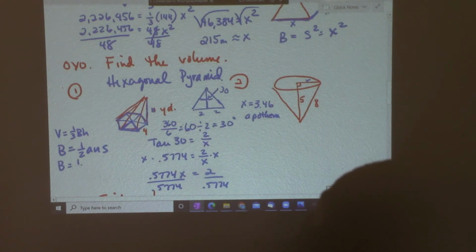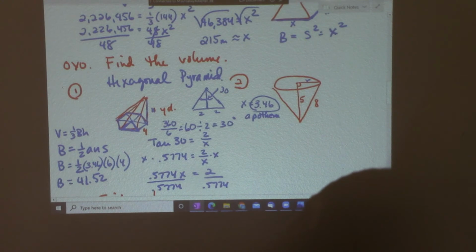Okay, now I'm going to go back over here. My base area is going to be 1/2. Now I know the apothem, so that's 3.46. I've got 6 sides, and each side length is 4. So when I multiply 1/2 times 3.46 times 6 times 4, I get 41.52. Okay, I'm running out of room. I'll work over here and then I'll erase it probably.